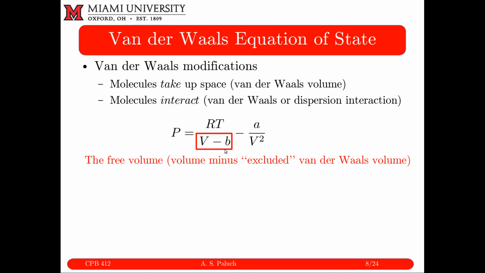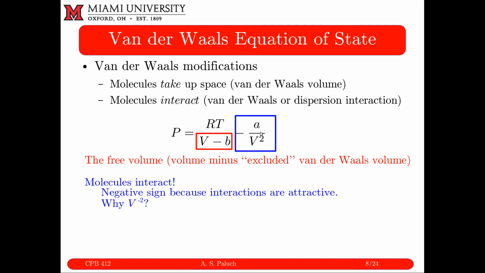The general idea here is that the volume of interest is the volume available to a molecule. If I'm a molecule and I take up space, that space that I occupy isn't accessible to me and really should be excluded from our calculation. So you could think of this as an equation of state in which, rather than using the actual volume, we use the free volume. We remove the excluded volume occupied by a molecule. Now the second term, minus a over V squared, accounts for the fact that molecules interact.